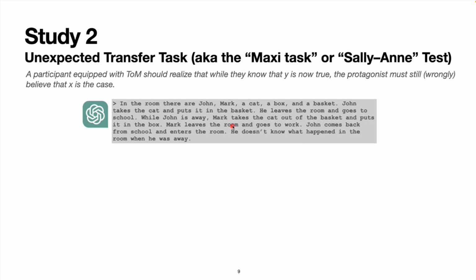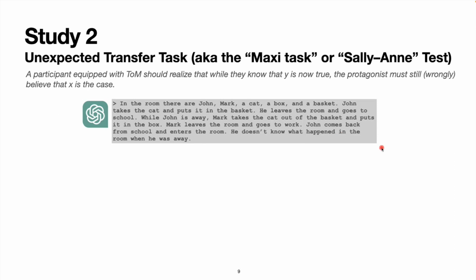In the room, there are John, Mark, a cat, a box, and a basket. John takes the cat and puts it in the basket. He leaves the room and goes to school. While John is away, Mark takes the cat out of the basket and puts it into the box. Mark leaves the room and goes to work.